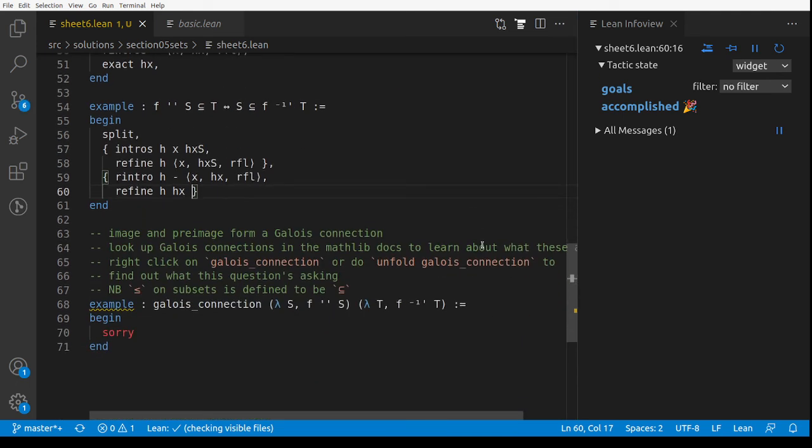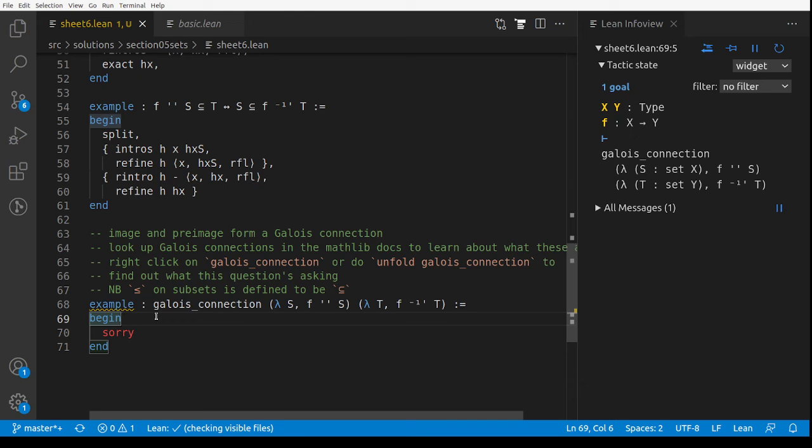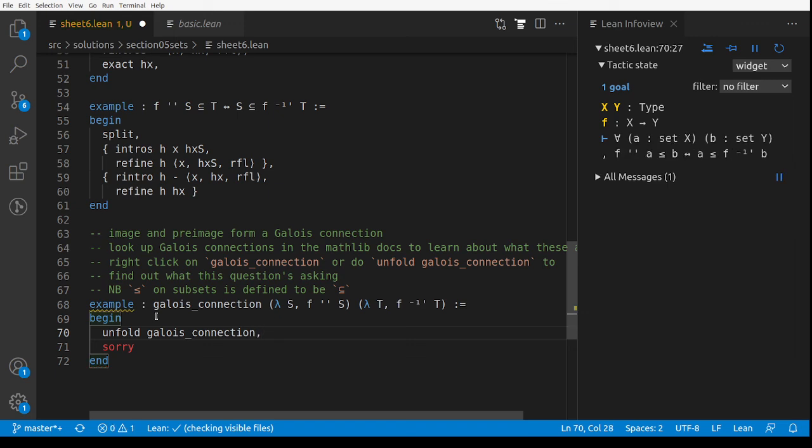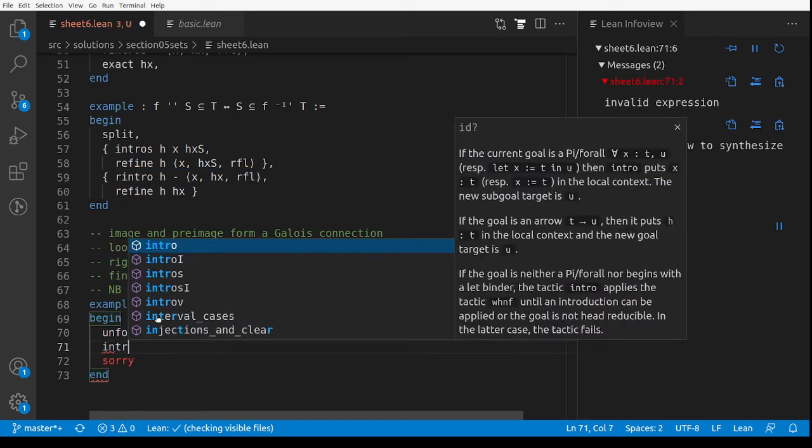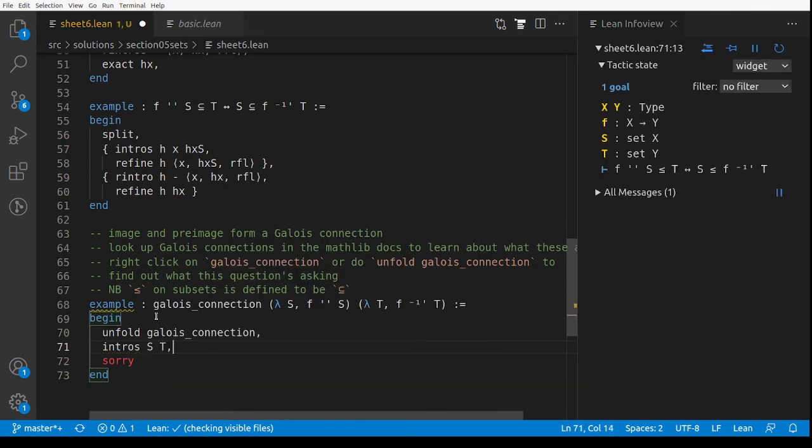So if you're interested, oh, so there you go, I even mention it. This proves that the function which is pushing forward and the function which is pulling back form a Galois connection. And if you work out, we could unfold Galois connection to see what that means. And so then we get intros S and T. And you can see that it's the same goal. Well, they use less than or equals because they're treating everything as a partial order.